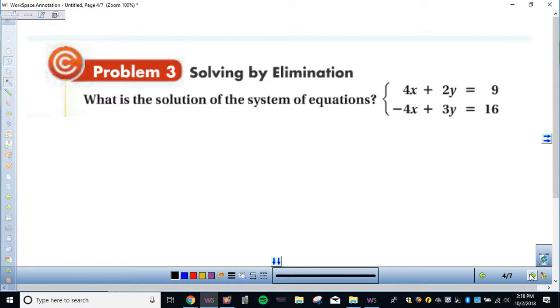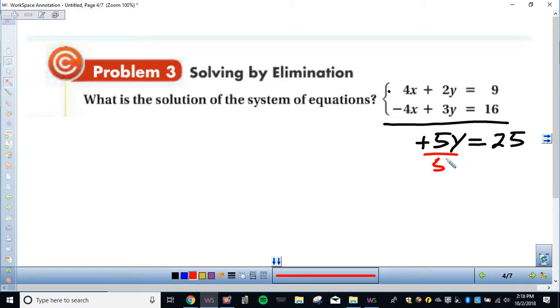When you combine vertically, you're just doing exactly what the signs tell you to do, nothing more. So 4x minus 4x right here is 0x. So we get plus 5y, 2y plus 3y is 5y, 9 plus 16, 25. Then all we got to do, it's like an aha moment, most of it cancels, divide both sides by 5, y equals 5.